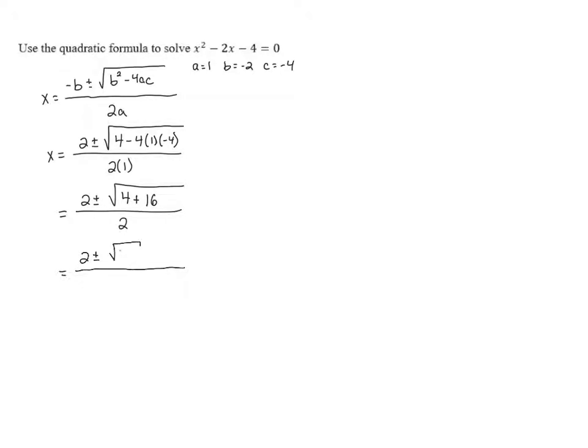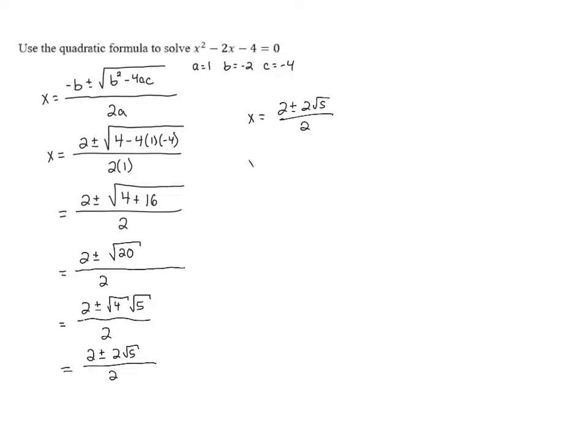Now let's keep evaluating under that radical. 4 plus 16 is 20, so that's going to become root 20. And 20 isn't a perfect square, but we can simplify it by factoring it so that the first factor is a perfect square. In this case, 20 is 4 times 5. And we can evaluate the square root of 4. The square root of 4 is 2. So this will become 2 plus or minus 2 root 5 all over 2. I'm going to rewrite this up here: 2 plus or minus 2 root 5 over 2.